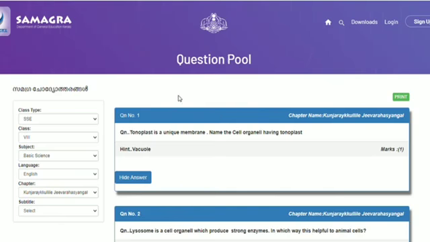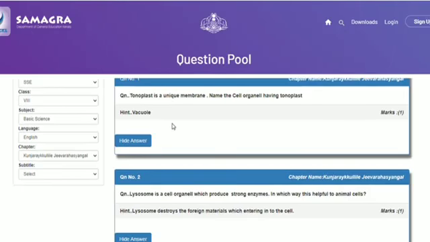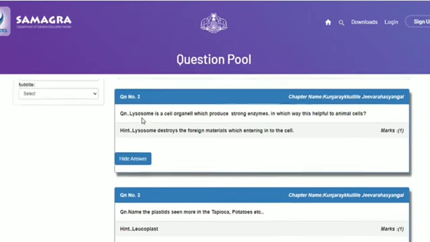So let us look at the questions from the first lesson in Biology. First question: tonoplast is a unique membrane. Name the cell organelle having tonoplast. That is vacuole. The cell organelle having tonoplast is vacuole.